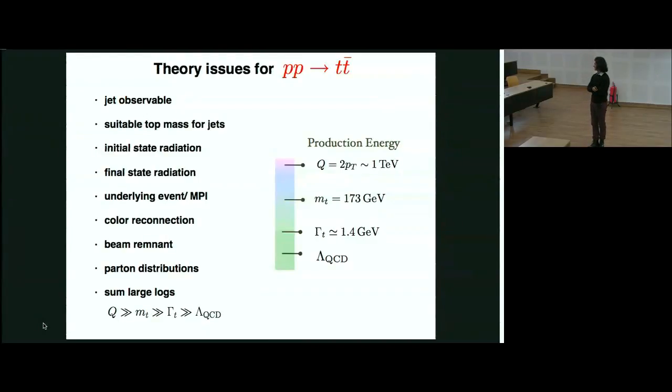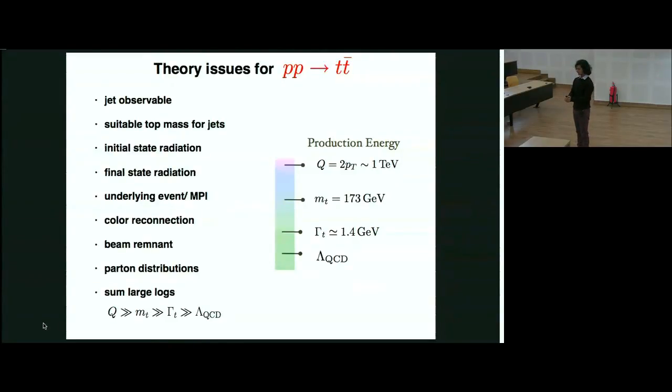There will be underlying event and MPI, which I call contamination. And there are also problems of color reconnection because now there are multiple channels. There is beam remnant, there are parton distributions, and plus now we are trying to tackle a multi-scale QCD problem. We have the energy of pT, very high, much bigger than the top quark mass. That's the regime we are working in.